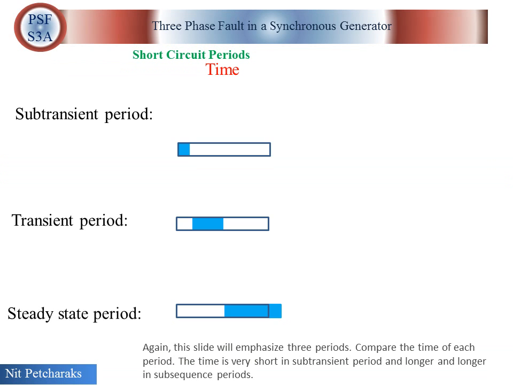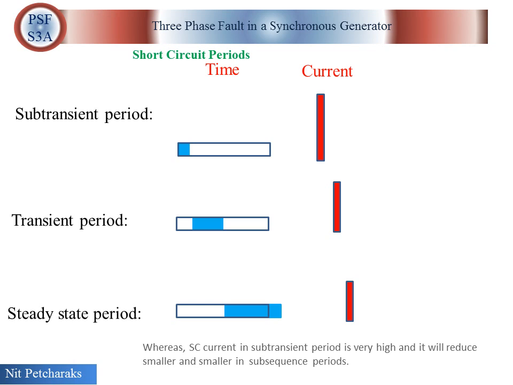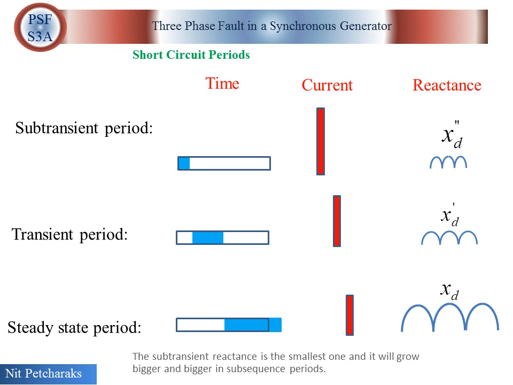Again, this slide will emphasize three periods. Compare the time of each period. The time is very short in the subtransient period, and longer and longer in subsequent periods. Whereas short circuit current in the subtransient period is very high and it will reduce smaller and smaller in subsequent periods. The subtransient reactance is the smallest one and it will grow bigger and bigger in subsequent periods.